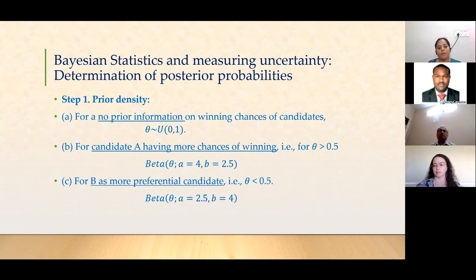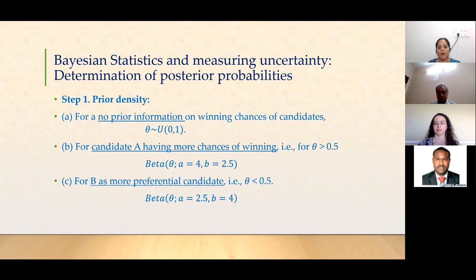Further, suppose we get another piece of information that candidate B is the more preferred candidate. This can happen only if theta is less than 0.5. This means that the winning chances of candidate A are less, so the winning chances of candidate B are more. To account for this information, we can again use a beta density as the prior distribution with hyperparameters a equal to 2.5 and b equal to 4. The beta density is used as the prior density because it matches the property of theta lying between 0 and 1. The beta density is also a conjugate prior, and it fulfills some classifications of prior density.